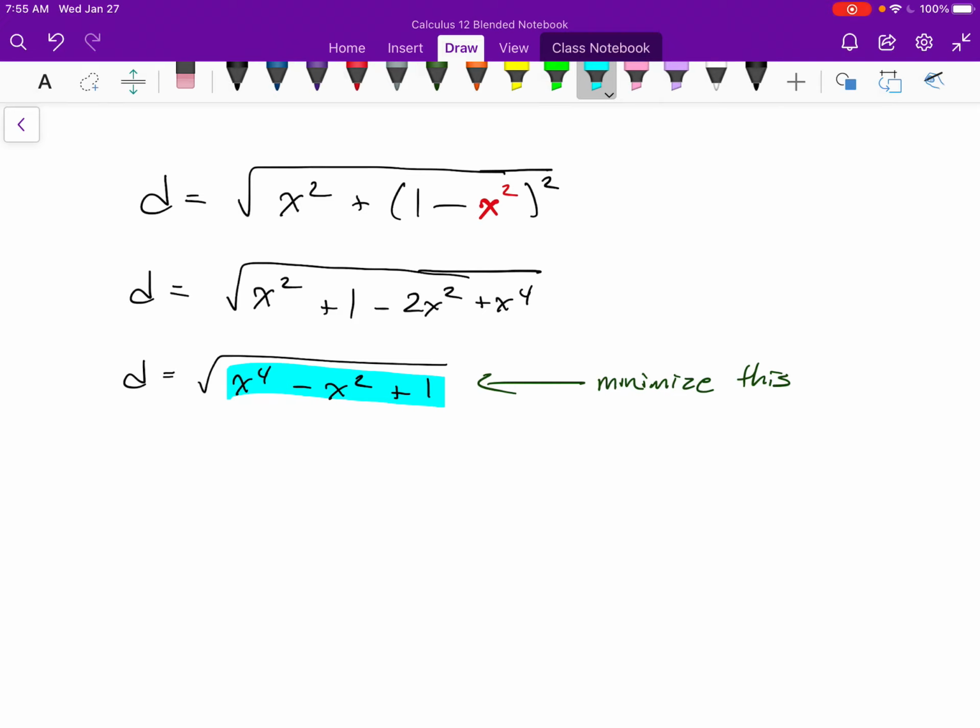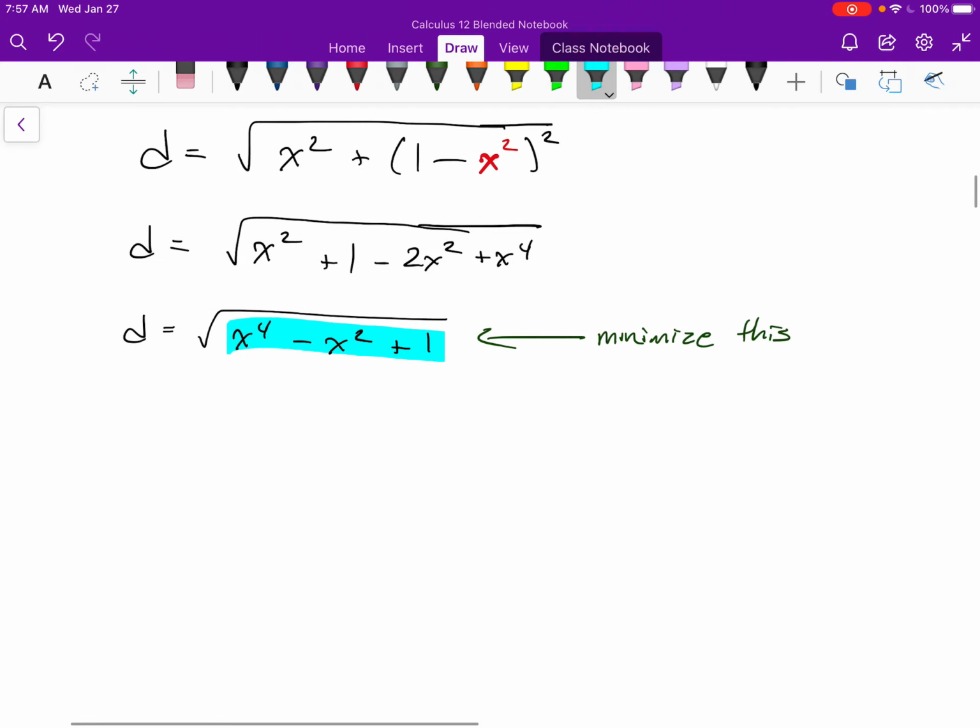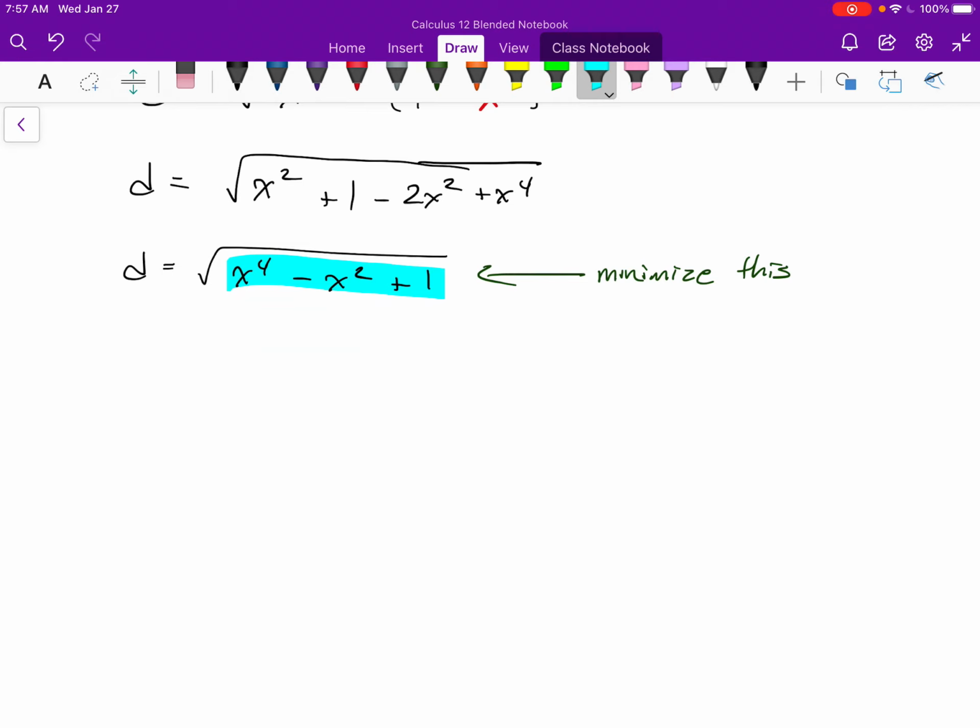So really, if I'm trying to minimize this distance, I really just need to minimize that fourth degree polynomial, which is significantly easier. We've seen how easy it is to differentiate just a simple polynomial. So while this is the function I'm trying to minimize, to do that, all I really need to do is minimize x to the power of 4 minus x to the power of 2 plus 1. This is easier to minimize.